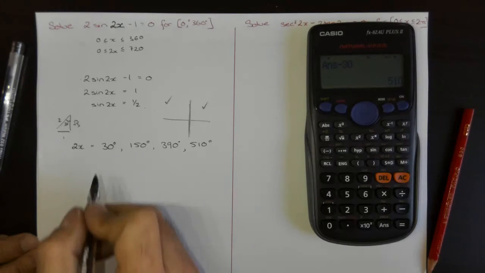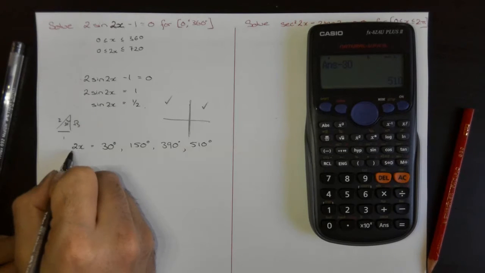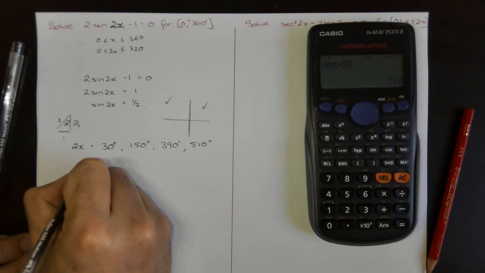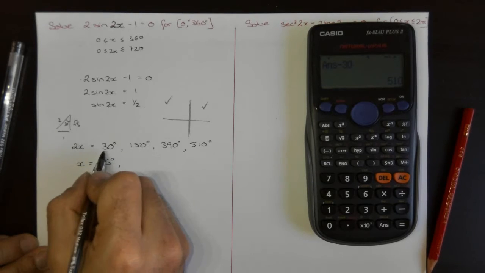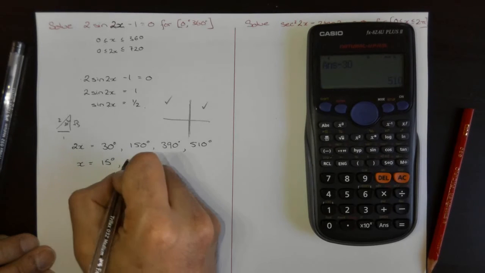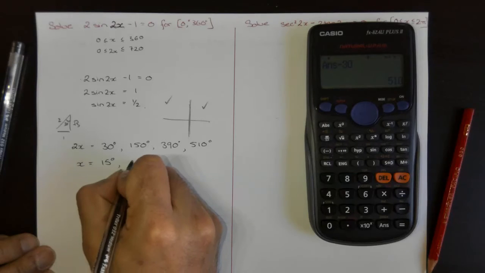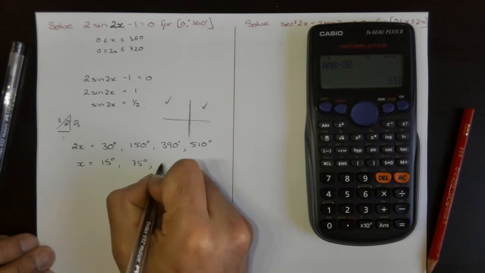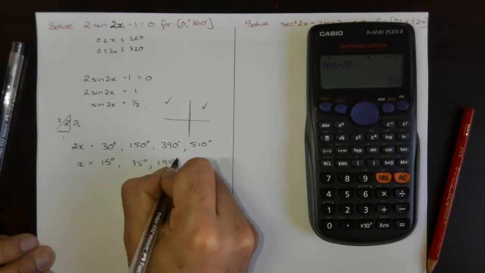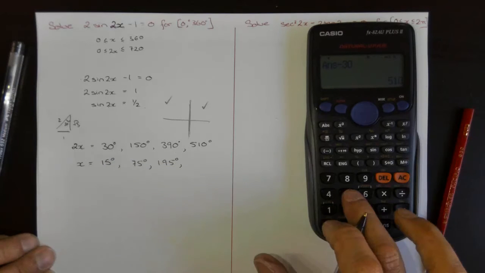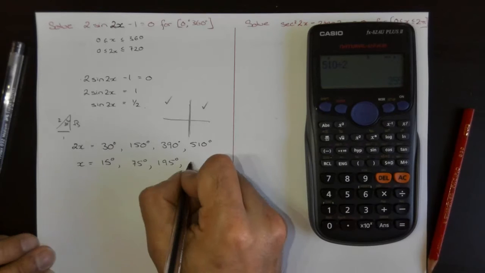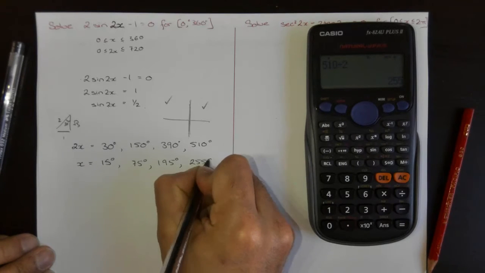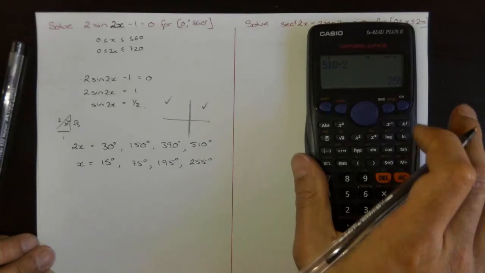Okay. Notice that I wrote 2x, and I've written 2x here. I now only want 1x. So that's 15 degrees, and what I'm doing is dividing this whole line by 2. Half of 150 is 75. That's 195. And 255. And that's the solution. Okay.